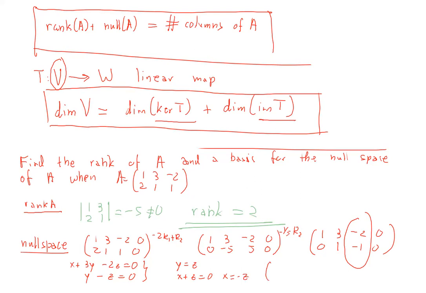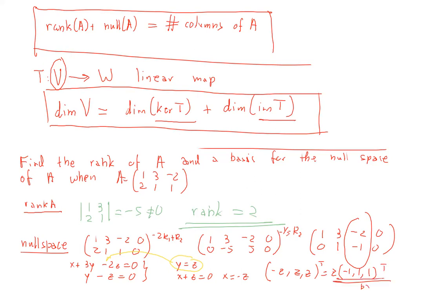So what are the solutions? Negative z, z, z. I got x plus z by plugging in y equals z into the first equation. I get x plus 3z minus 2z. That's x plus z. Right? So this is going to be z times negative 1, 1, 1. And that's it. Okay, this is a basis.